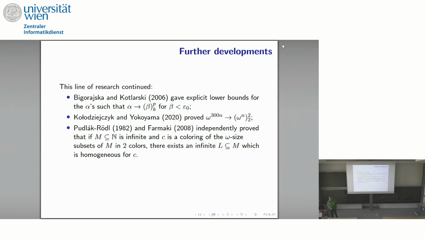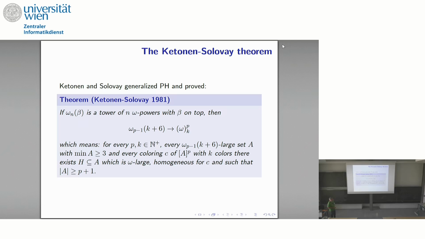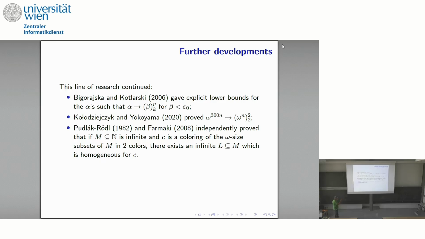But they're not claiming that this is sharp. I don't think so. This was sort of an upper bound. And then this line of research goes on. Probably it's not complete, but just to give you an idea, Bigorajska and Kotlarski also gave explicit lower bounds for this. Here they were already putting ordinals larger than omega, always to be read as beta large. I want a beta-large homogeneous set, and then I need an alpha-large set, and they have lower bounds here. So they show that for some alpha it's not enough: you need more than this notion of alpha largeness to get a beta-large homogeneous set.